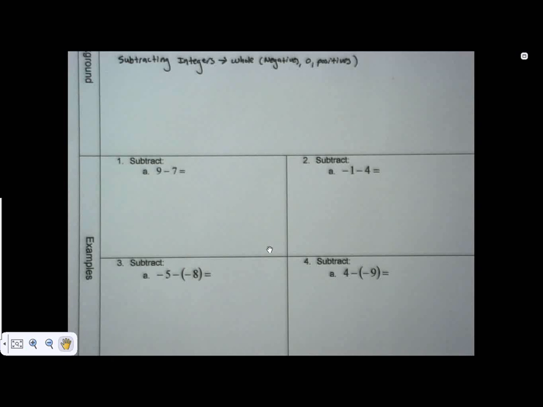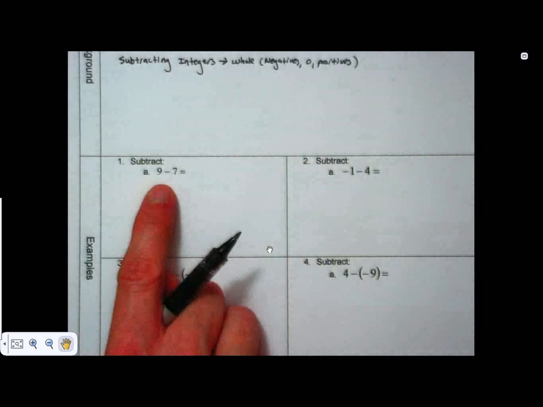Hello! In this video, we'll be discussing how to subtract integers. And again, integers is just a fancy way of saying whole numbers, and they include the negatives, 0, and positives. Let's look at a few examples. I like to think of integers in terms of money.